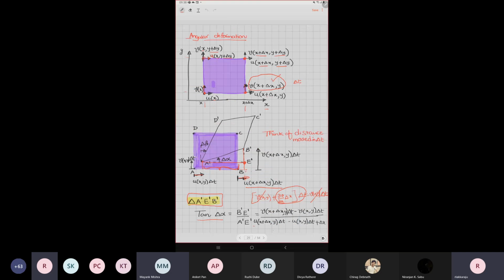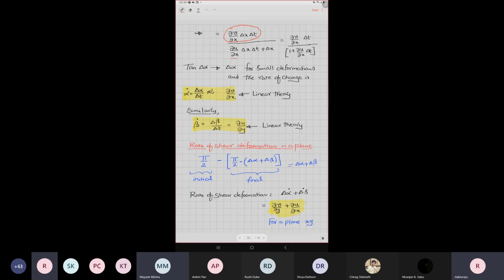Similarly, U at x plus delta x comma y, minus U at x, y, times delta t, plus delta x, the leftover components. If I do Taylor series expansion, U plus del U by del x multiplied by delta x plus higher order terms, multiplied by delta t, minus U delta t, plus delta x. So U cancels out. Del U by del x delta t plus delta x is left over. This is the one left over.